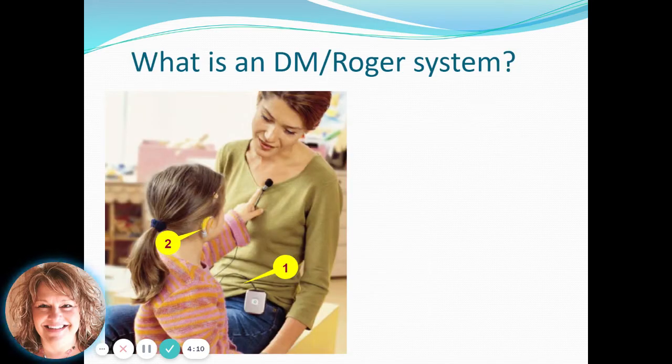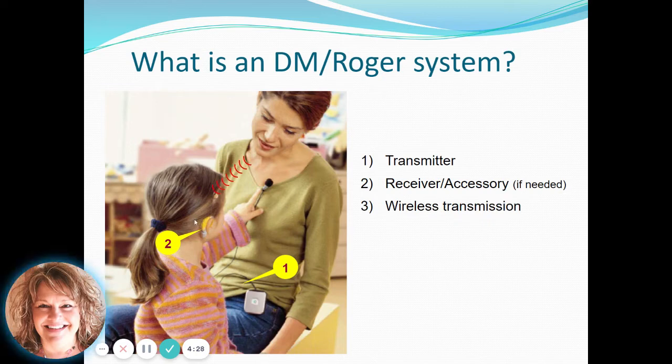What is a DM or Rogers system? It has a couple different components. You have the transmitter, which is what the teacher wears, otherwise known as the microphone. The receiver, or the accessory, so on this picture here, you can see it's on the hearing aid, there's a little receiver. And then the wireless transmission between the two. So the teacher's talking into the microphone, and it goes straight to that receiver into that student's hearing aid or hearing device.